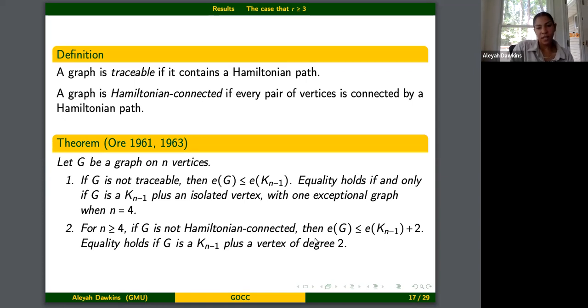So if G is not traceable, then the number of edges in G is going to be at most the number of edges in the complete graph on n-1 vertices. And we're going to have equality if and only if G is the complete graph on n-1 vertices plus an isolated vertex. And if G is not Hamiltonian connected, then the number of edges in G is going to be at most the number of edges in the complete graph on n-1 vertices plus 2. And we're going to have equality holding if G is the complete graph on n-1 vertices plus a vertex of degree 2.